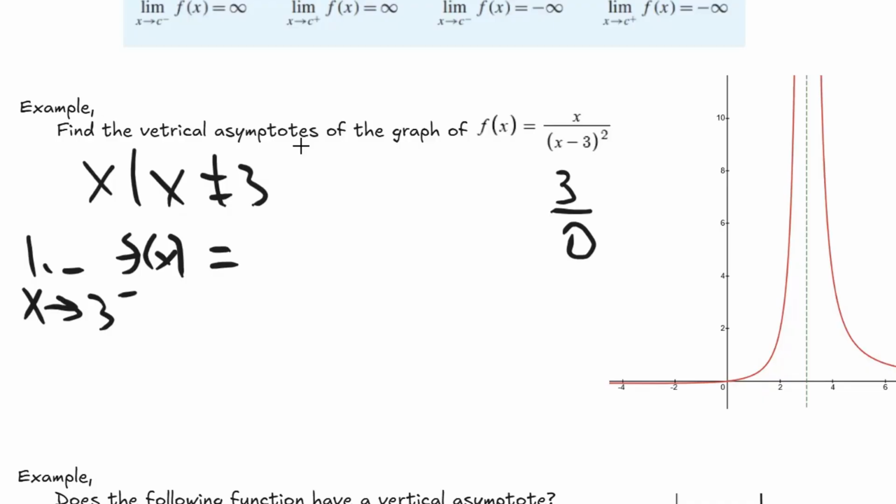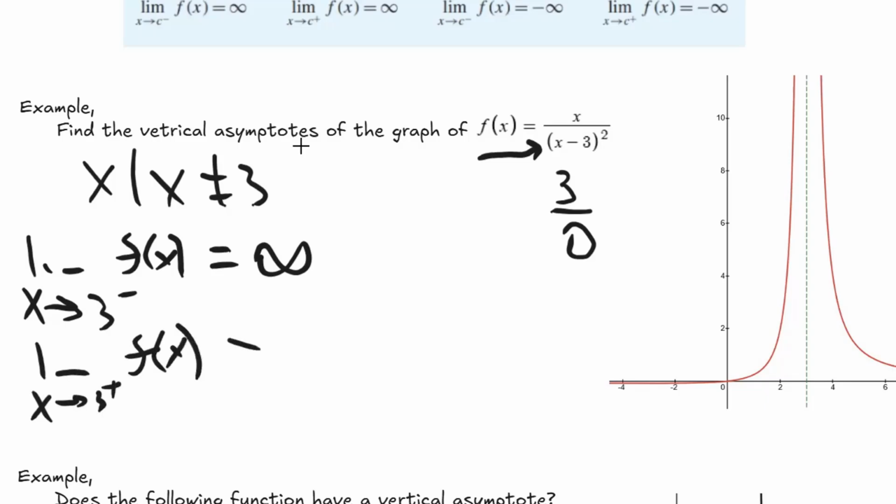And if you take the limit as x approaches 3 from the left, the denominator is going to become a smaller and smaller negative number, which squared would be a positive number, and then the numerator is going to approach 3. So 3 divided by a smaller and smaller positive number is going to be positive infinity. And then we also want to look at the limit as x approaches 3 from the right, and the same thing's going to happen. You're going to approach 3 over a number approaching 0 from the right, which is also infinity. So we would say there's a vertical asymptote at x equals 3.